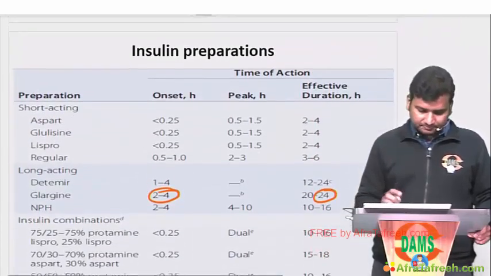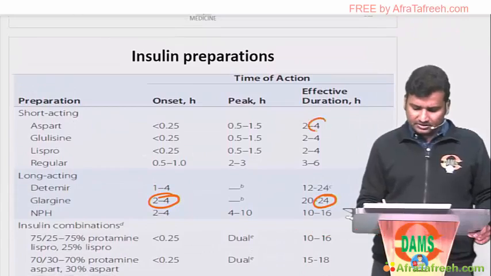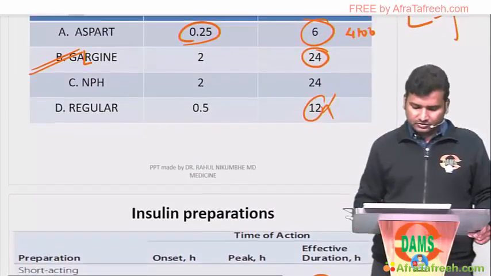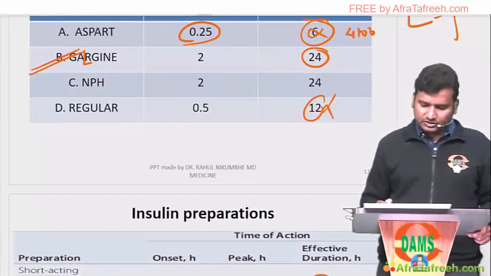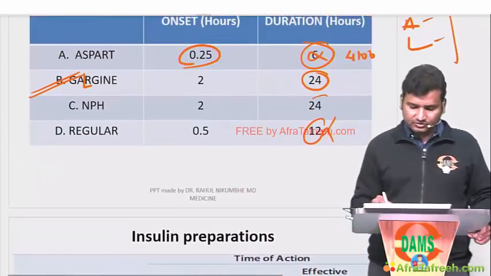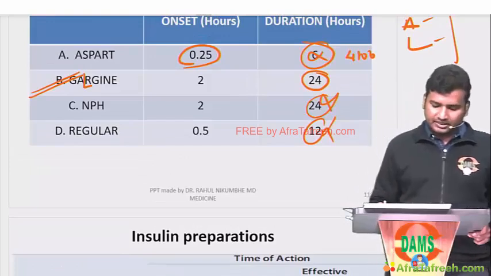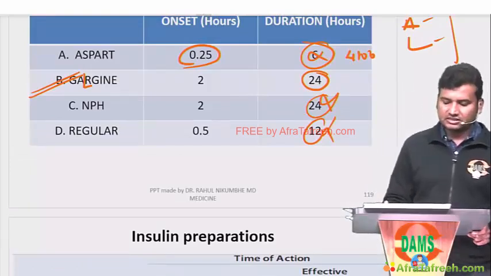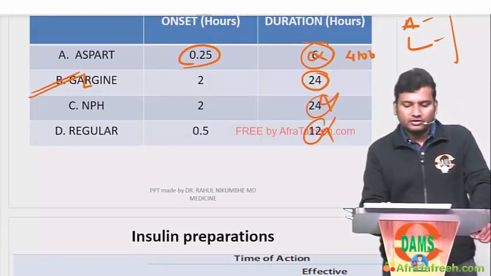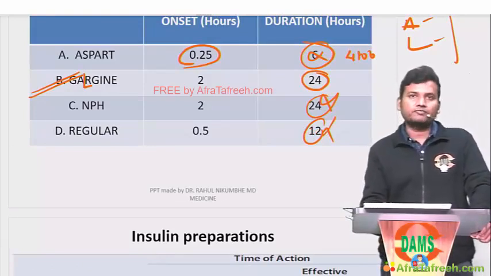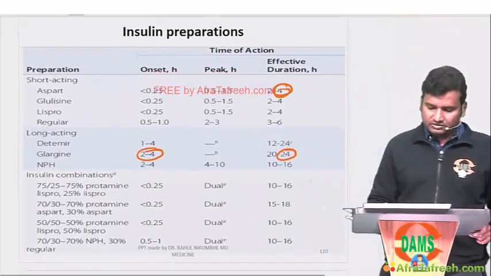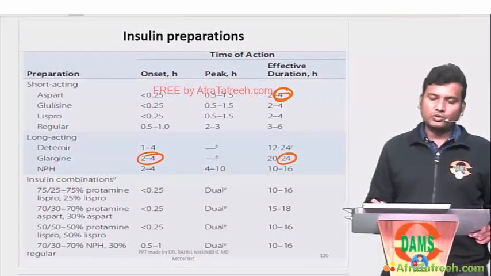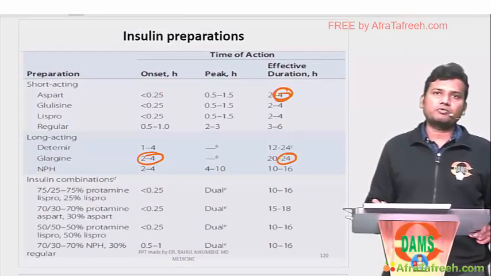Aspart, duration of action is 4 hours, so it is wrong. NPH, duration of action is 16 hours, so it is also wrong. So the correct answer is glargine. Action starts in 2 hours and duration of action is 24 hours. So here you have to remember different insulin preparations with their durations of action and onsets of action.